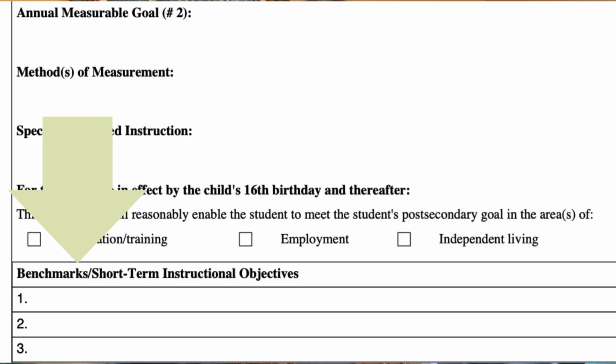You will also see in this section benchmarks and short-term objectives. These are the small steps that the child can take to meet the larger annual goal. So these might be time bound, so they might break it up into different months when they want this to happen, or it might be skill level bound. So things that would happen at a skill before the annual goal and those small steps to get there.